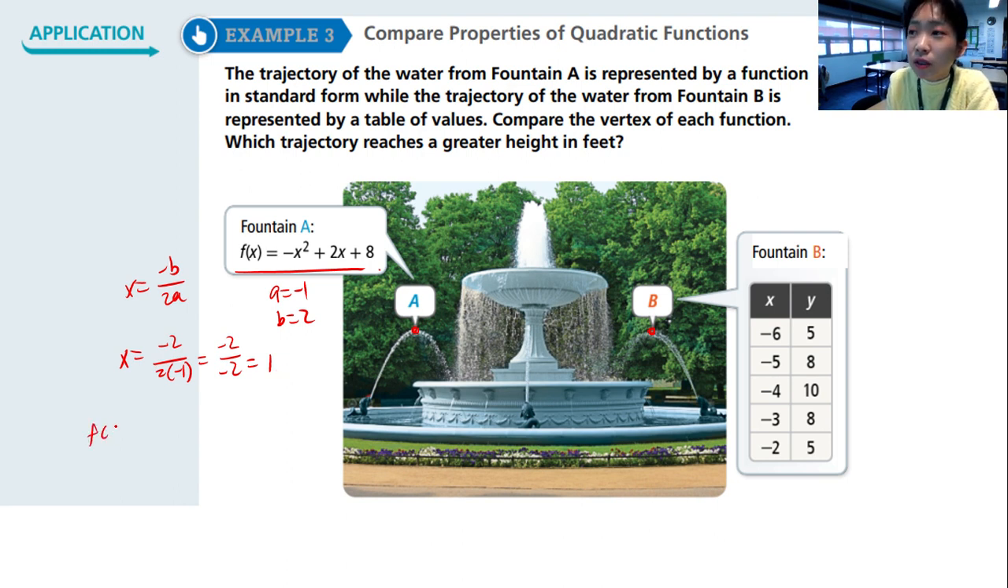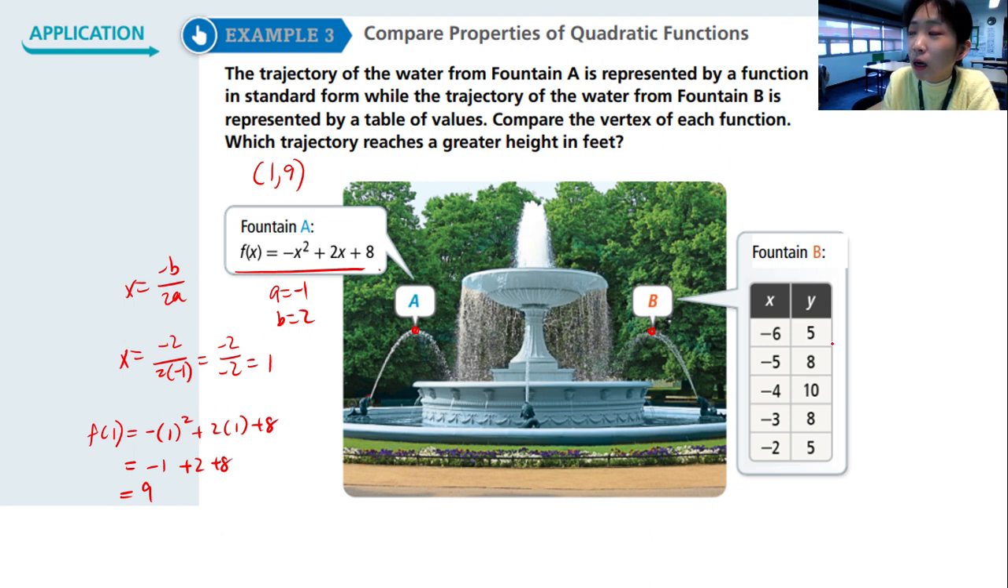You can figure out using your function f of 1 is equal to negative 1 squared plus 2 times 1 plus 8. So remember that you're parenthesizing your x, okay? Negative is not included. So you just square 1 first, positive 1, and then you just have negative 1, okay? And then you have plus 2 plus 8, so then you just have 9, which means your vertex is 1, 9 here for fountain A.